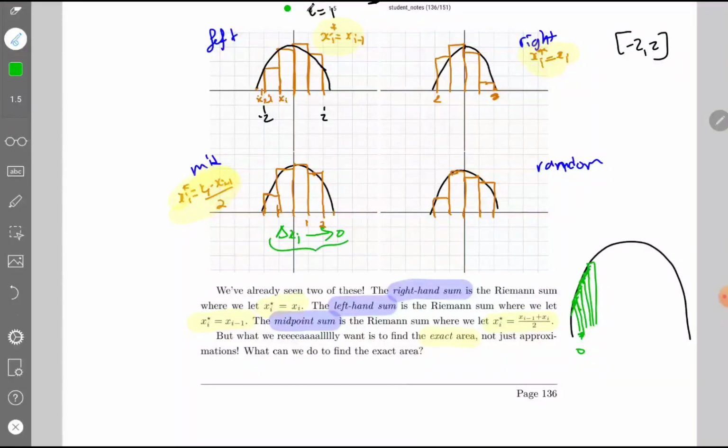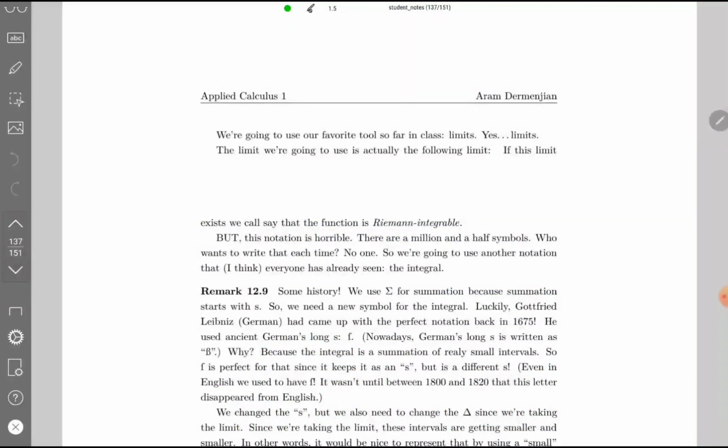And this should look familiar, right? This should make you think of limits. That's actually what we're going to want to do: we're going to use limits in order to solve these. Yes, we are going to use limits. It sucks, but this is what it is.